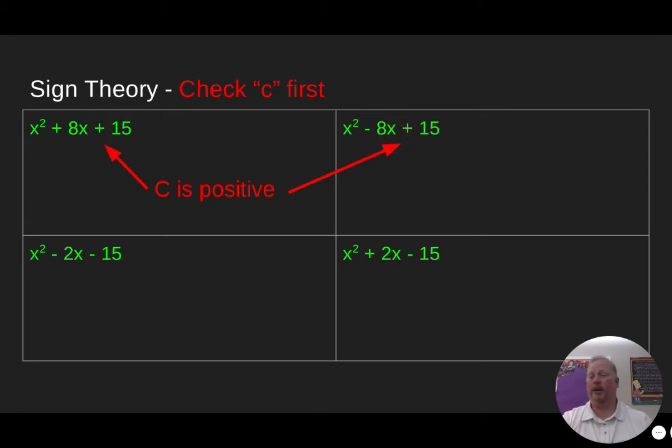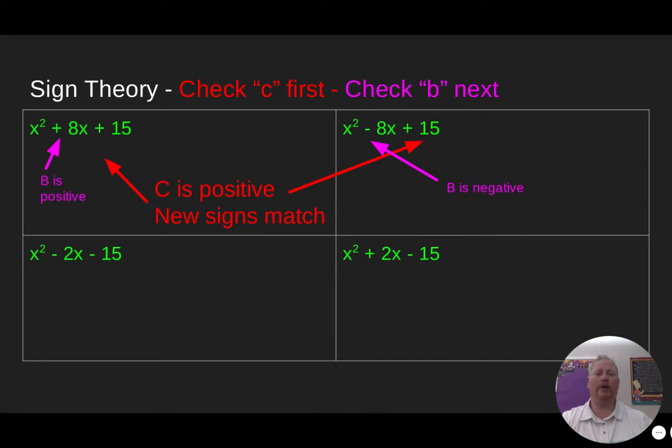So then what does that mean? If the C value is positive, it means that your signs match. Okay, so both numbers that you're looking for have the exact same sign. So then your next step is to check your B value. Okay, on this first one, my B value is positive, and on the second one, my B value is negative. So what does that mean?